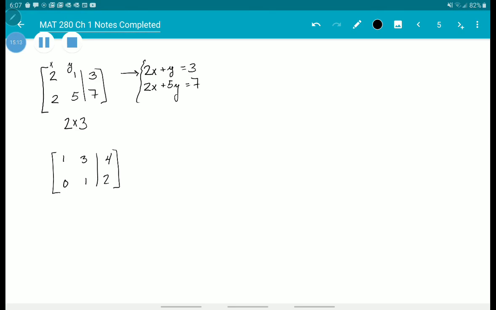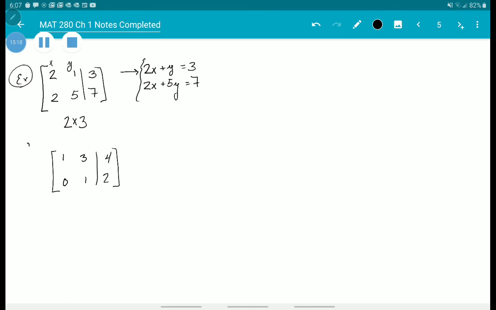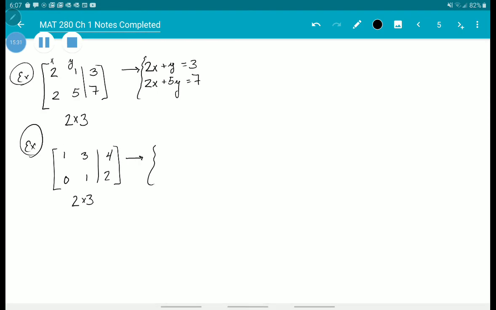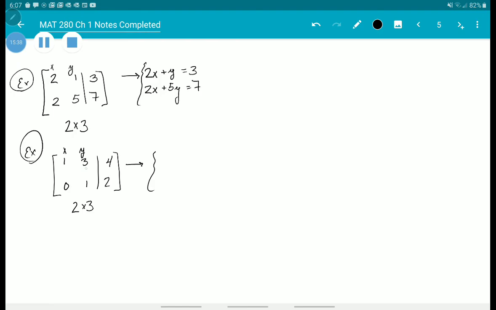We could think about this one in the same way. And these are two different examples. Let me label. So 2 rows, 3 columns means this is a 2 by 3. So that top row, I'm going to call these x and y. So we're going to have 1x plus 3y is equal to 4. And this is going to be 0x plus y is equal to 2.